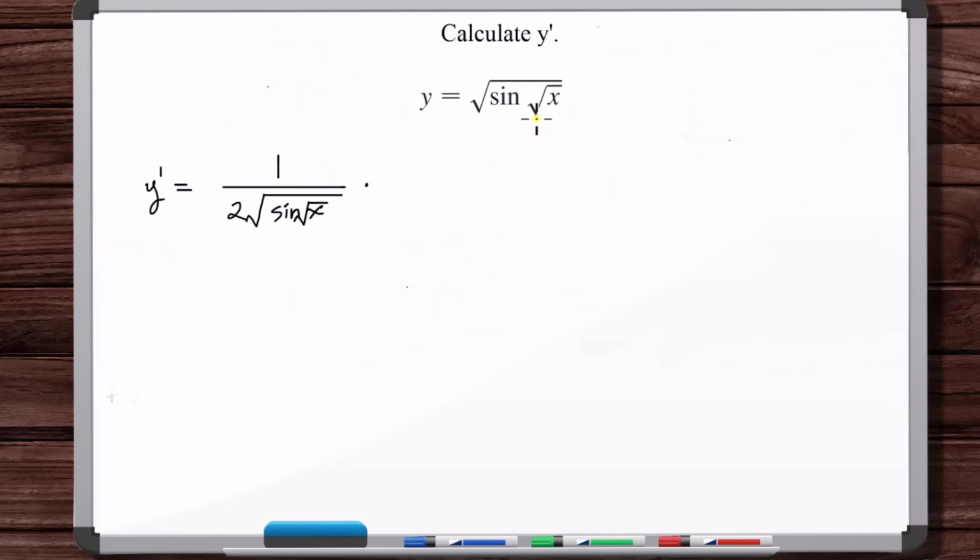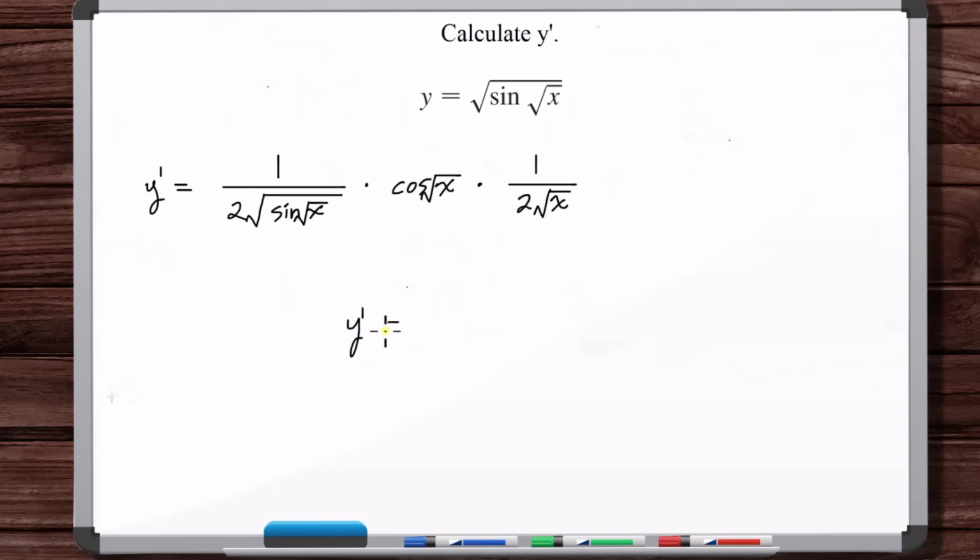We have to use the chain rule again. What is the derivative of the sine of something? It's cosine of that something times the derivative of that something. What is the derivative of the square root of x? This is the last layer, we don't have any more layers to go. It's just 1 over 2 square root of x.